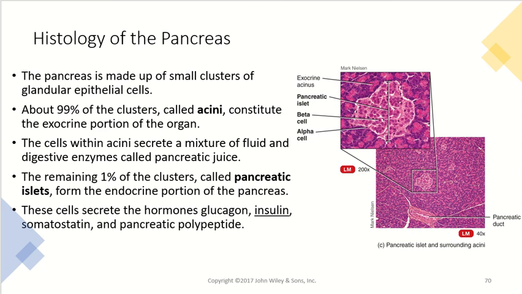The remaining 1% of the clusters of cells are called pancreatic islets. These are going to form the endocrine portion of the pancreas, and we talked about those previously in our endocrine chapter. These cells are going to secrete the hormone glucagon, as well as insulin, somatostatin, and pancreatic polypeptide. Those are being secreted by our pancreatic islets here, which we can see. But the vast majority of the pancreas is devoted to these acini, which are going to be the exocrine portion of the pancreas.